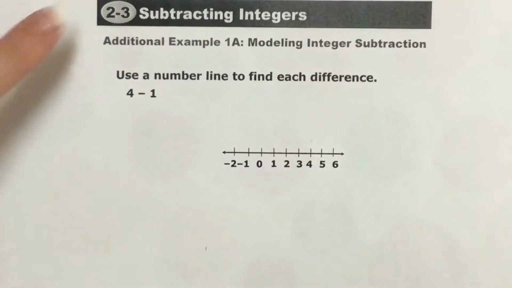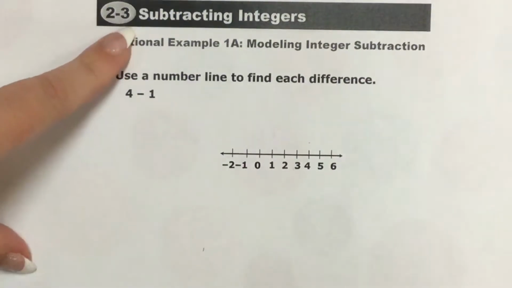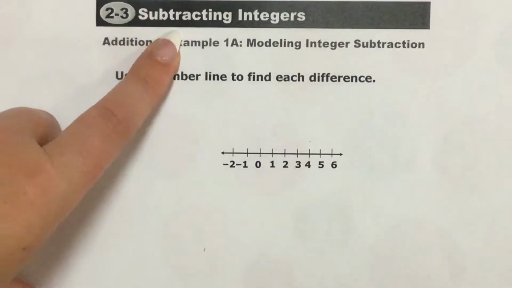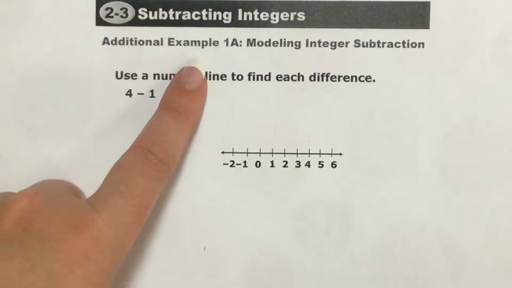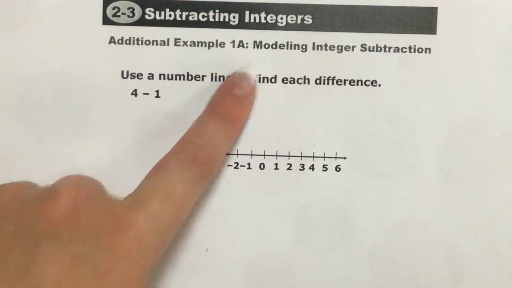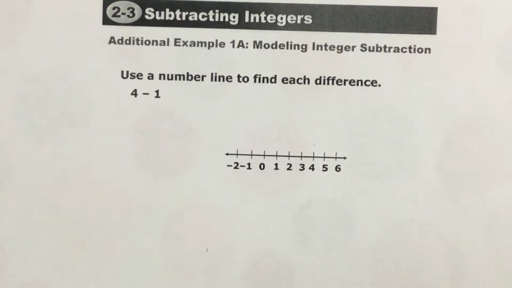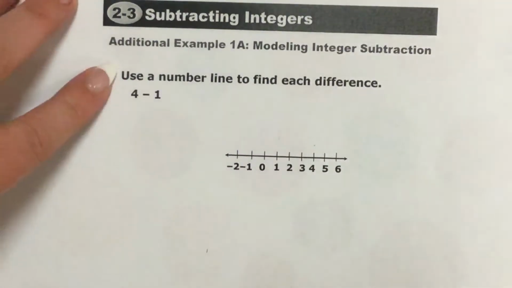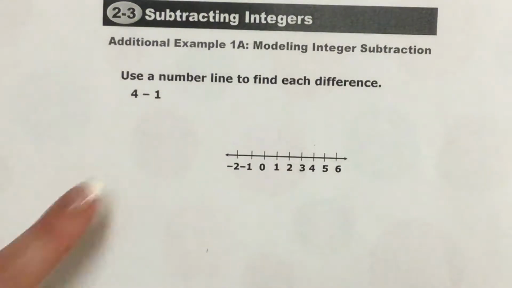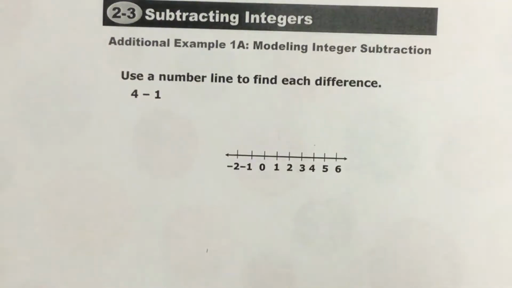Hey, we are back for chapter 2, lesson 3, and now we are subtracting integers. So the first example, example 1, is about modeling integer subtraction. So that's what we're going to do. We're going to go ahead and use a number line to find each difference. So we have 4 minus 1.